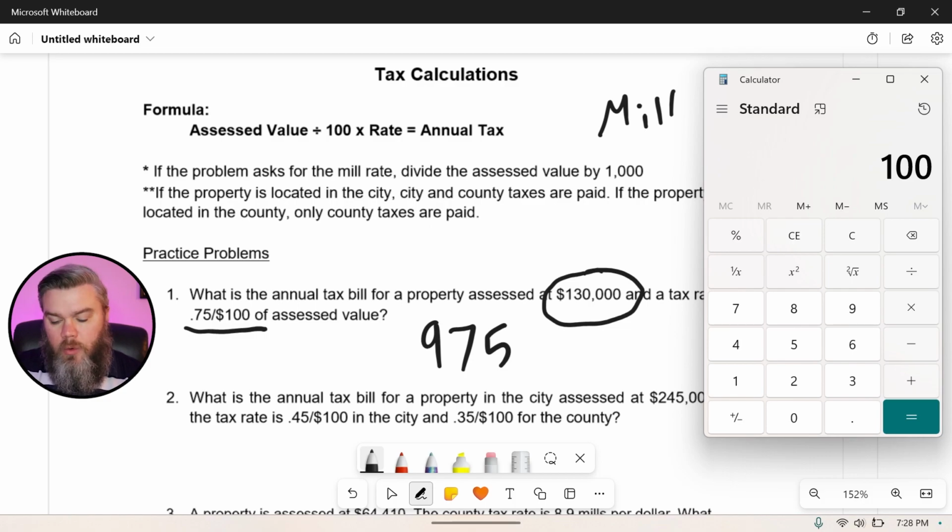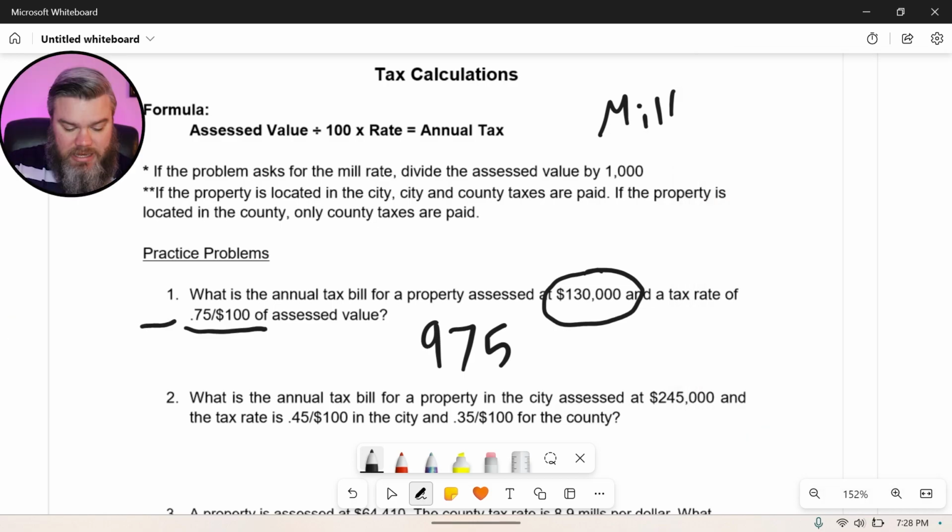Or we can say, okay, what would we have to do to 100 in a calculator to make it 1,000? And the answer is multiply by 10. So if you take a per 100 rate and multiply it by 10, you have converted it to a per 1,000 rate. So in this example, our per 100 rate is 75 cents. If you take your 75 cents and multiply it by 10, now I've converted this to a mill rate. Okay, so this is the same as saying 7.5 mils.